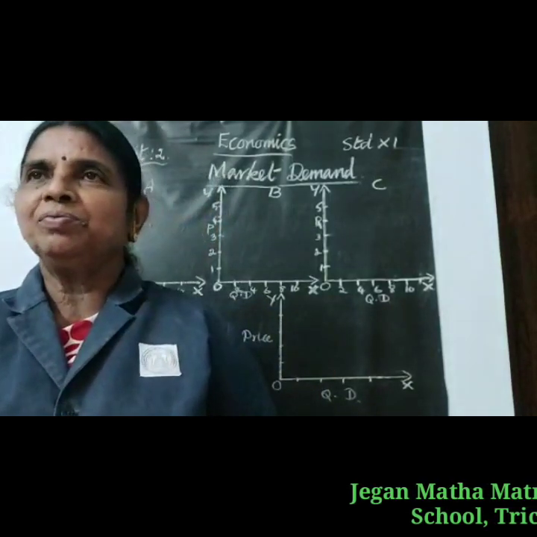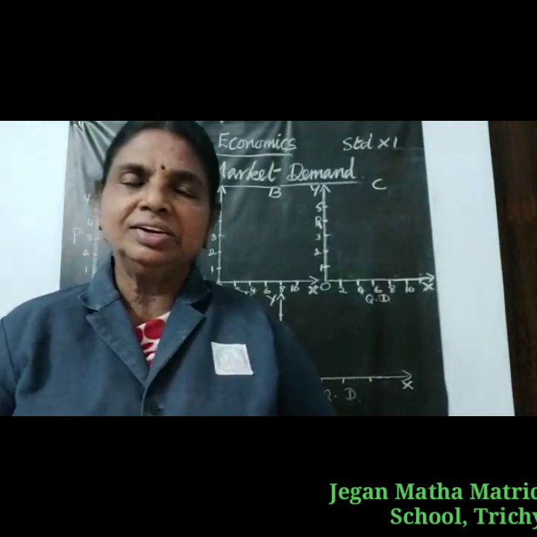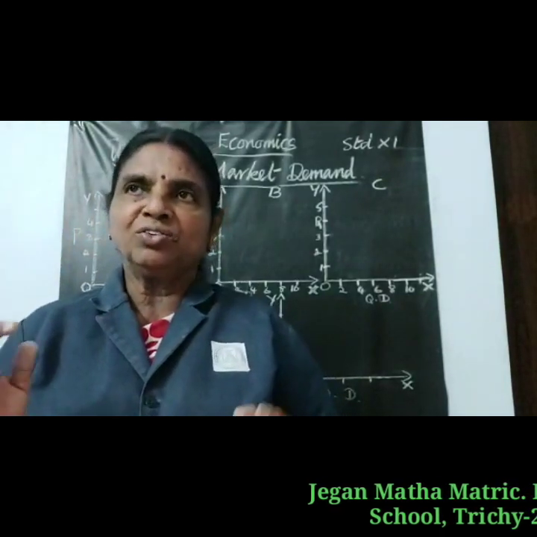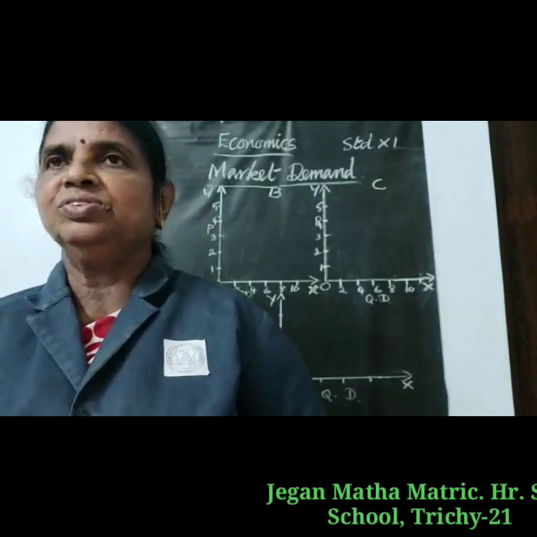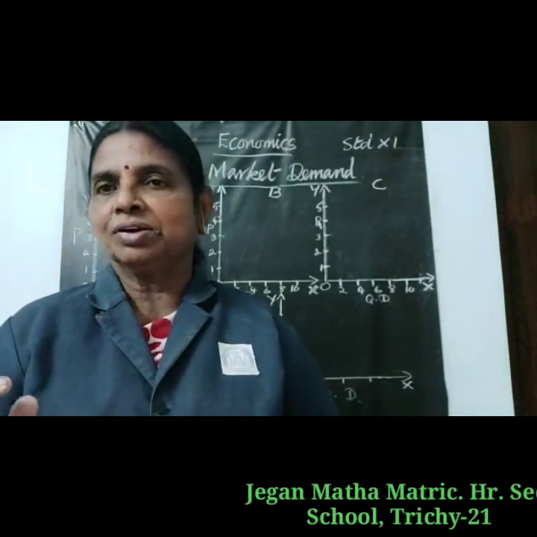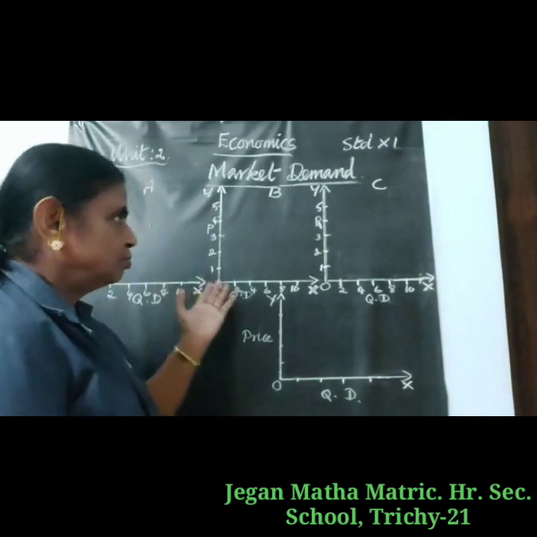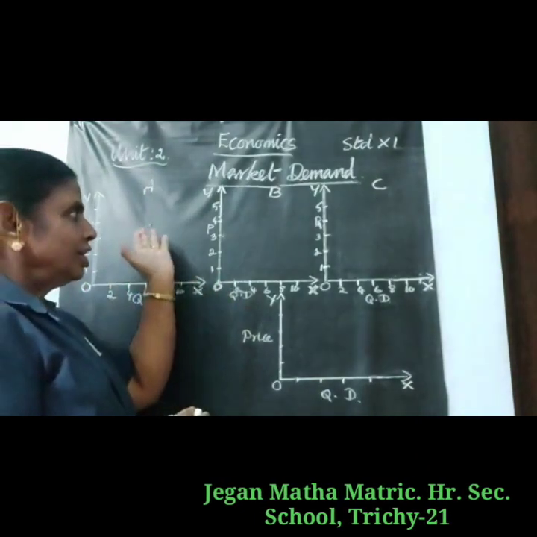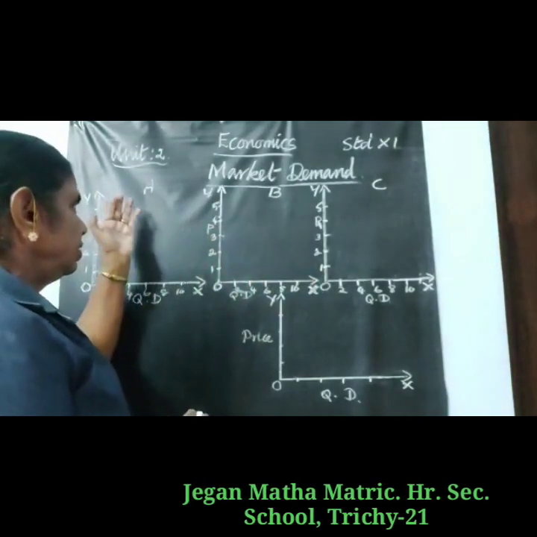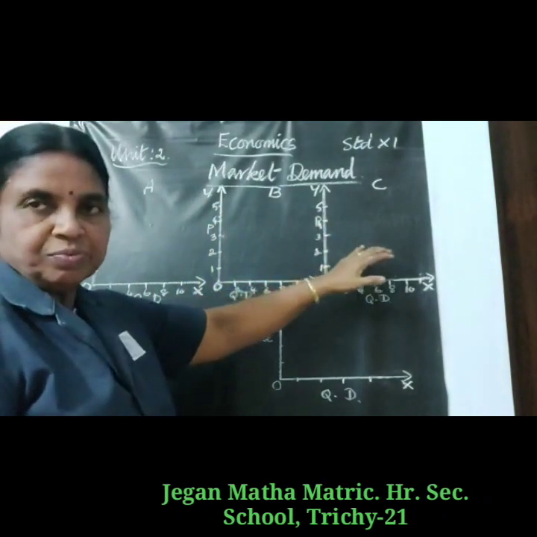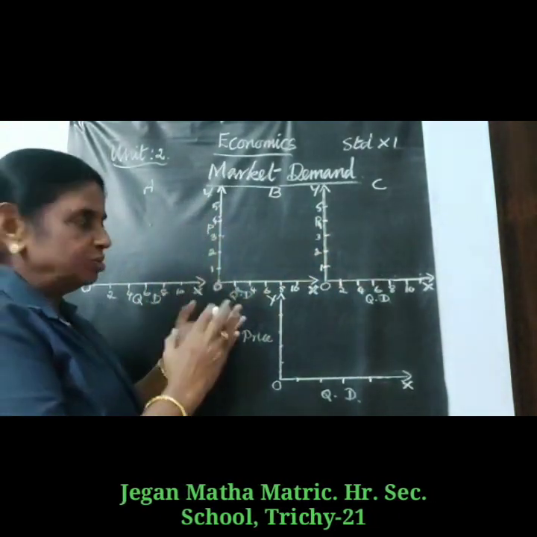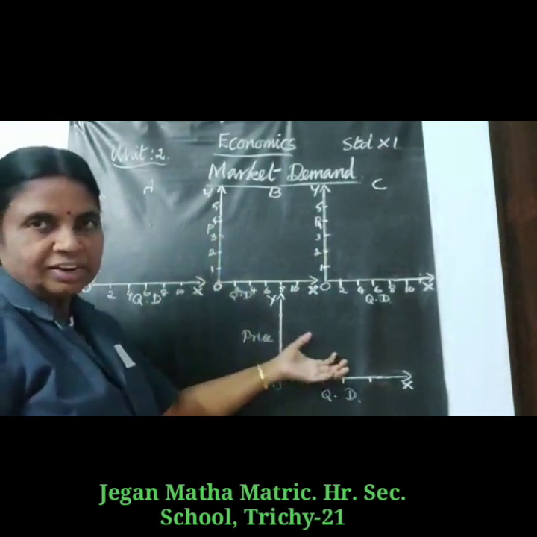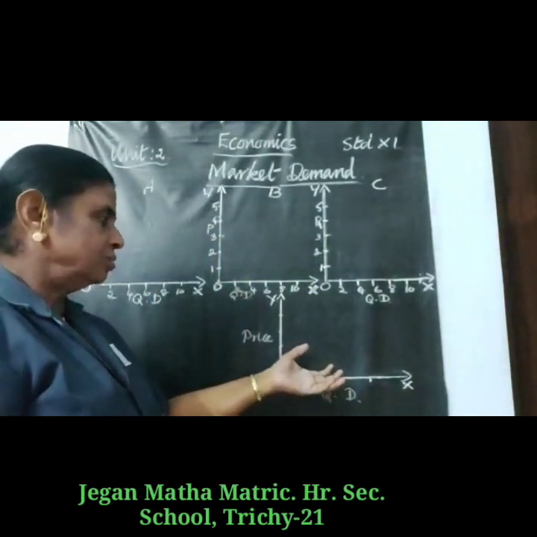The market demand curve for a commodity is derived by adding the quantum demanded of the commodity by all the individuals constituting the market. Here in the blackboard, I have taken three individuals, A, B and C. And let us see the quantum demanded for a commodity, and then we can derive the market demand here.